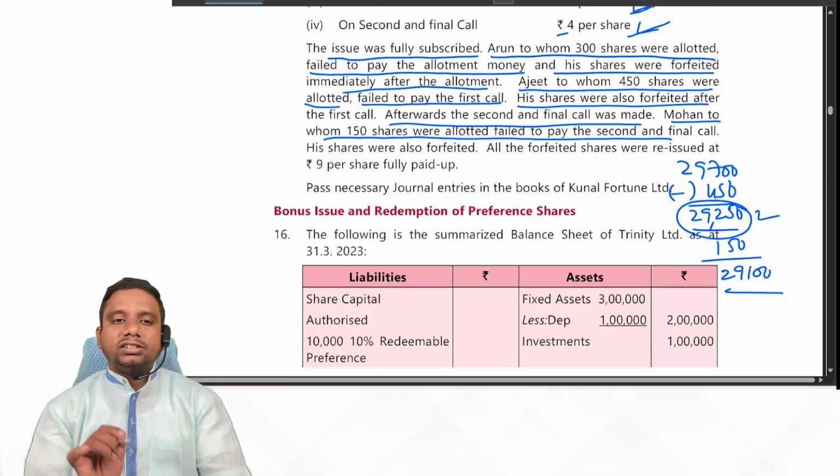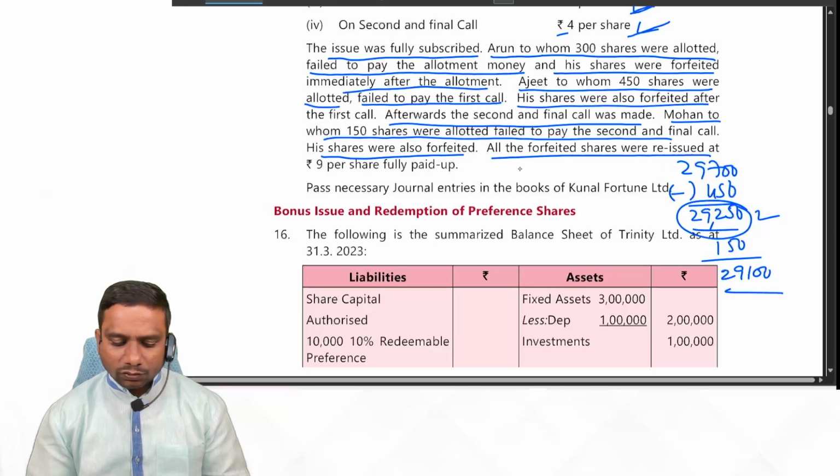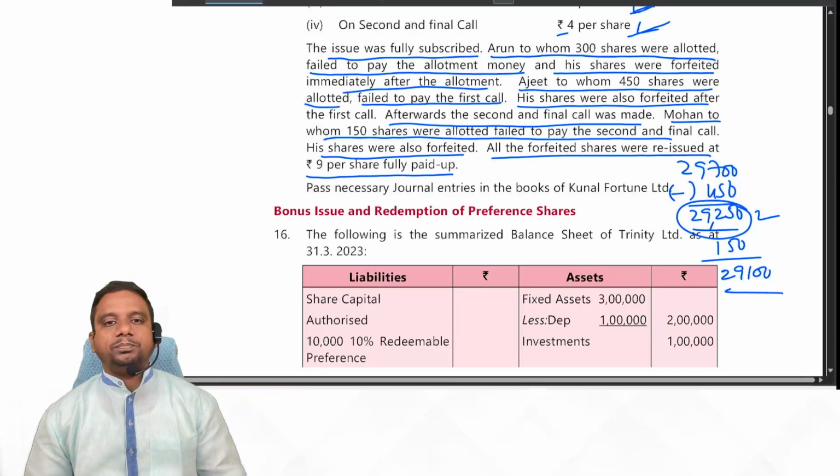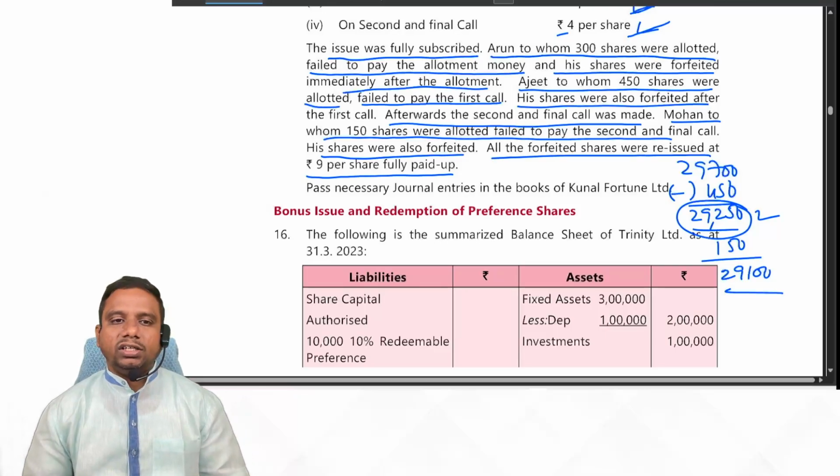Now check whether all these shares are reissued or not. These shares were also forfeited. All the forfeited shares were reissued at 9 per share, fully paid up. So 1 rupee discount we have given. Yes, this discount we set off against forfeited shares account balance.